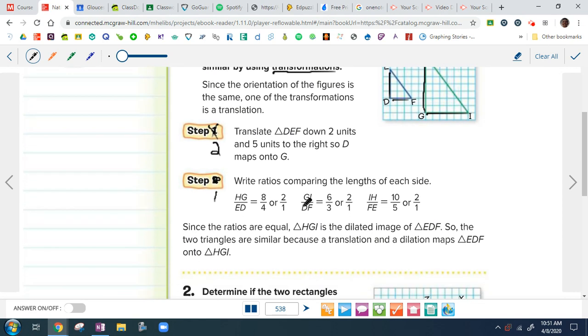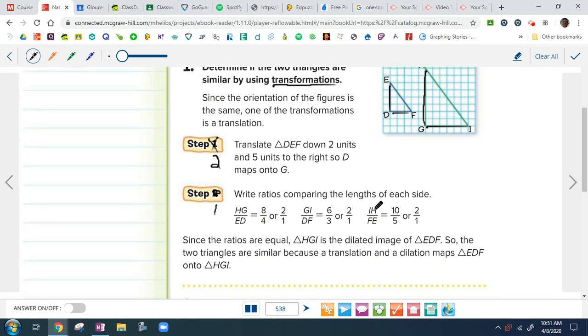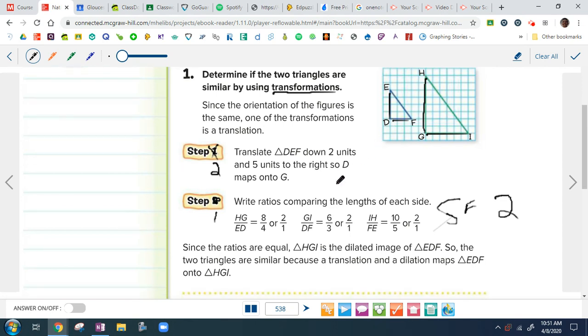So look, we've proven that these are similar shapes, and we've seen that the scale factor is 2. Now you're going to have to describe, because this up here says determine by using transformations, what transformations would get this blue triangle to map on top of this green triangle. Basically you're going to say we have to enlarge it by dilation with a scale factor of 2, and then slide it on top of the other one. So a dilation and a translation.